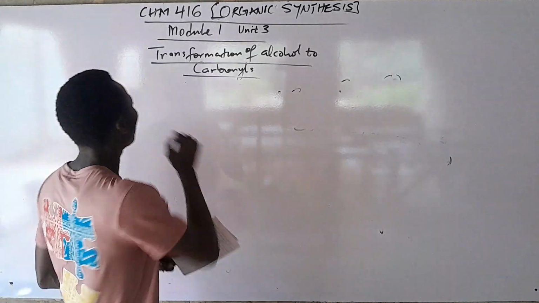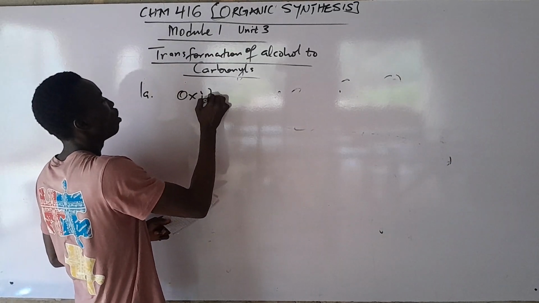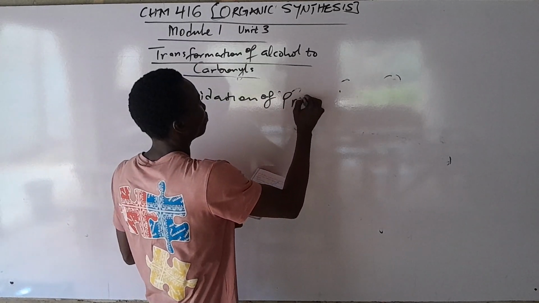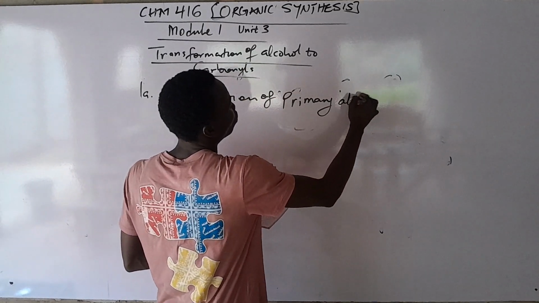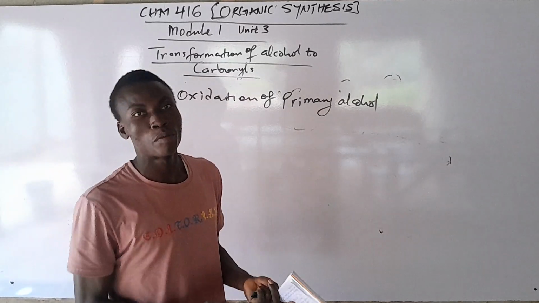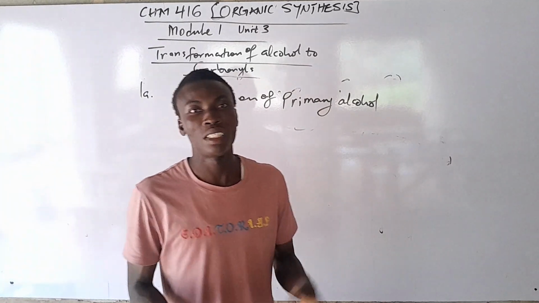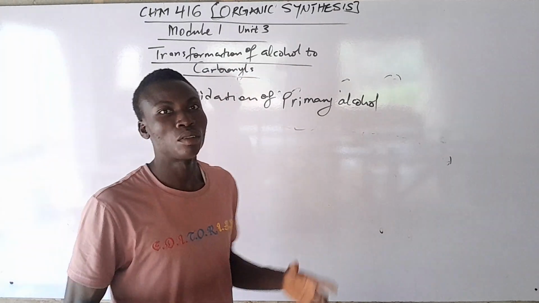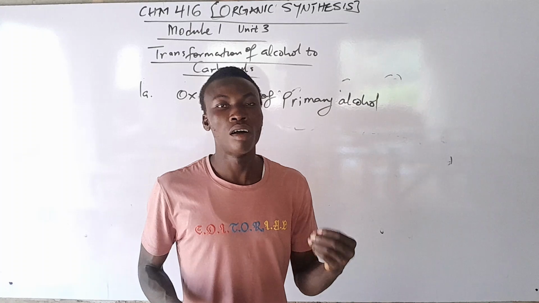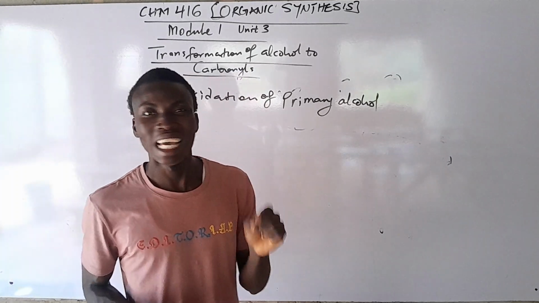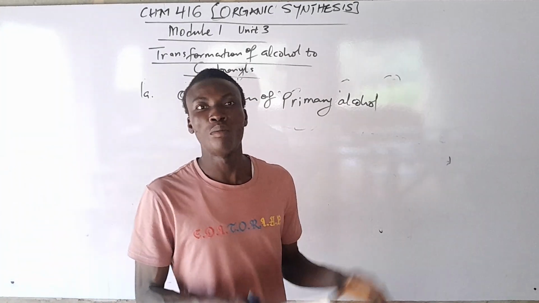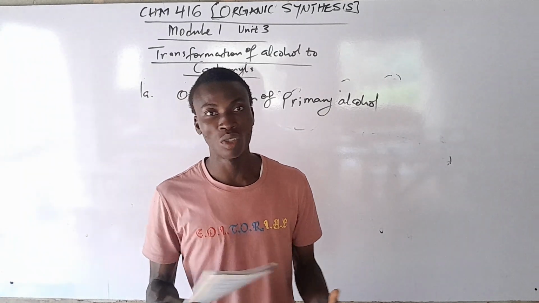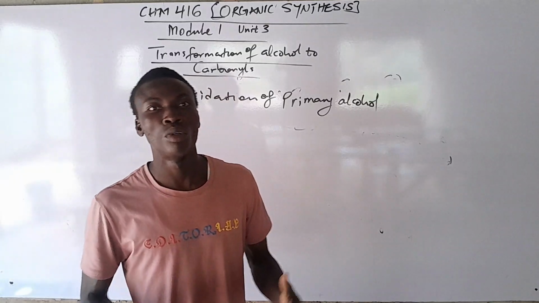So the first one that we have here, which is number 1A, is the oxidation of primary alcohol. Oxidation of primary alcohol has to do with conversion of a given primary alcohol into an aldehyde. In this case, we use a suitable oxidative agent to get the exact needed product. Some oxidative agents produce carboxylic acid in the process, which is not needed. What we actually need is the aldehyde.